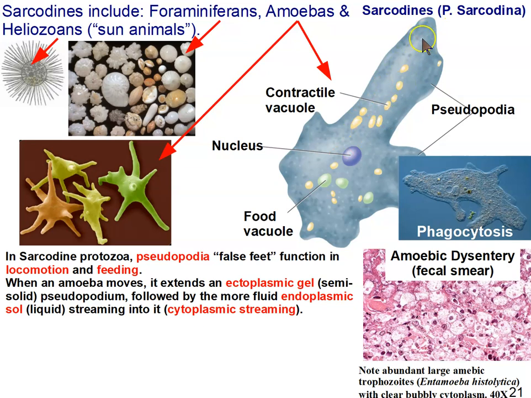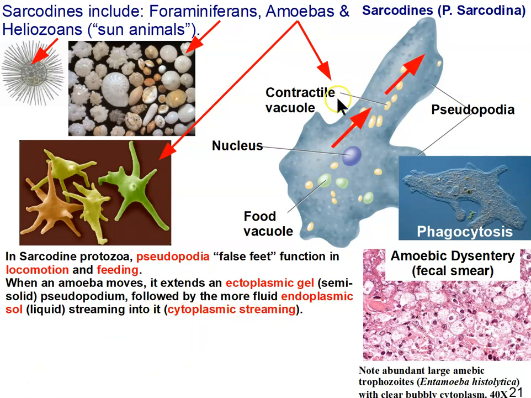So when it puts out a pseudopod, the first thing it does is extend its plasma membrane, and just under the plasma membrane is this gel-like portion of the cytoplasm, the ectoplasmic gel, and then there's a core of liquid endoplasmic sol that will stream into the pseudopod. And you can watch that because all the components within the cytoplasm are flowing along with the sol, the liquid portion, and that's known as cytoplasmic streaming.